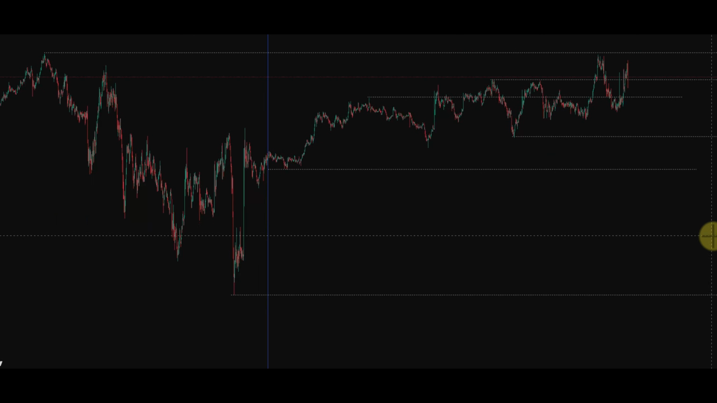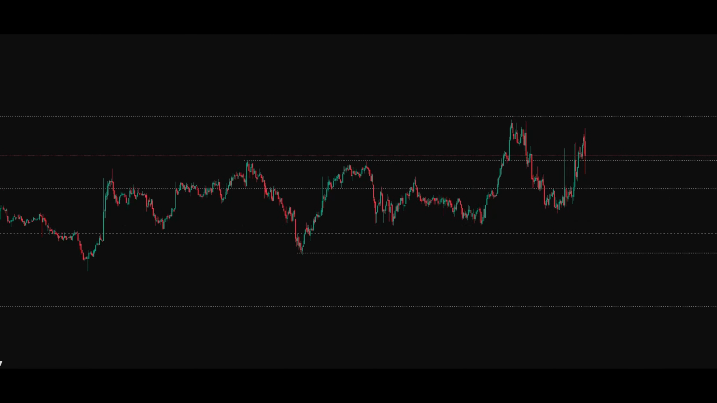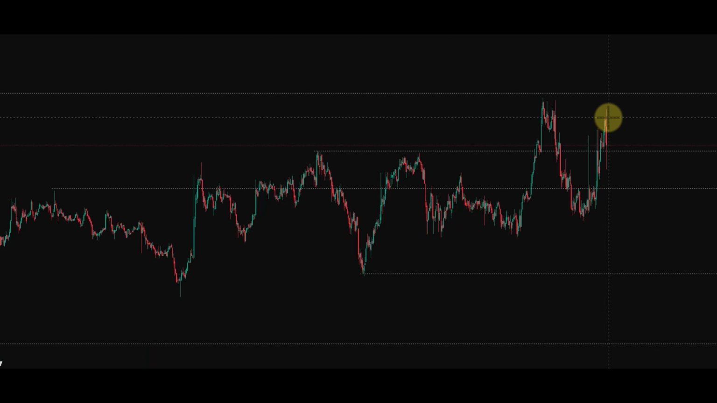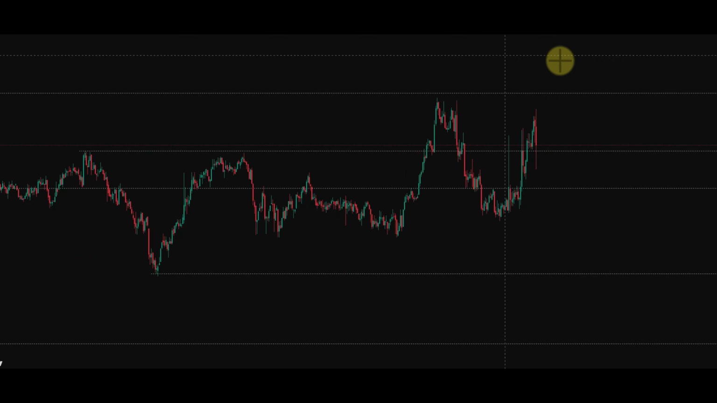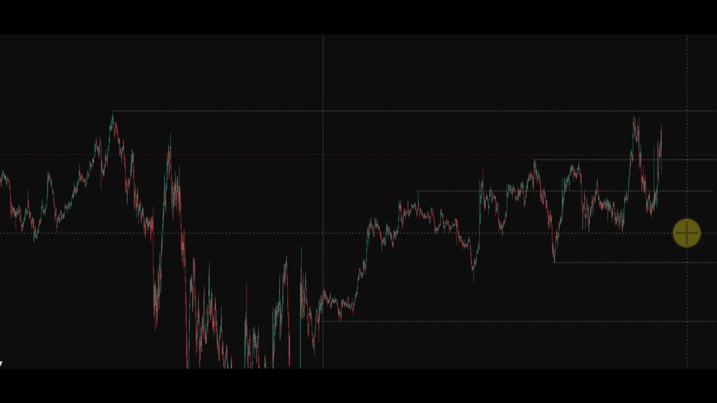And what we're looking for is a sweep of one of the levels, or a lower high, lower low, fair value gap to confirm, etc. And then we target the next level, right? Just some basic ICT type trading.